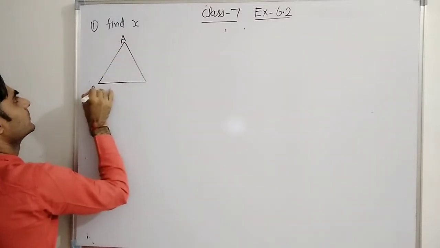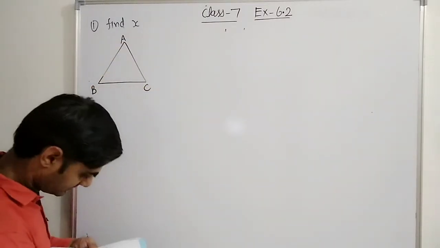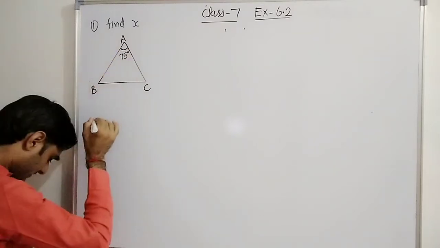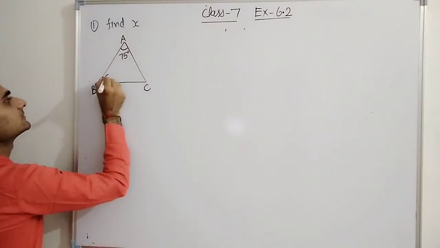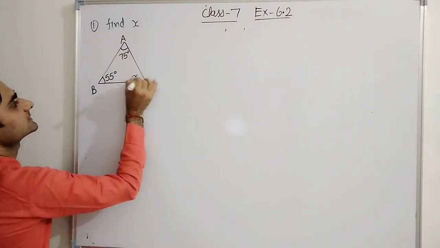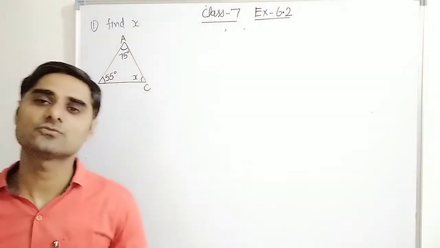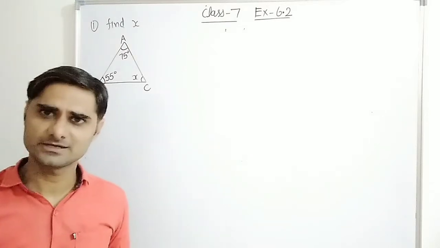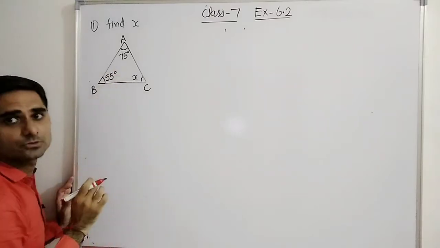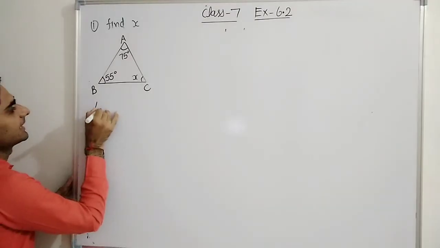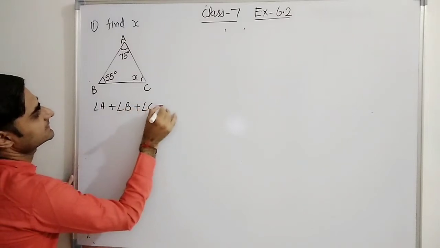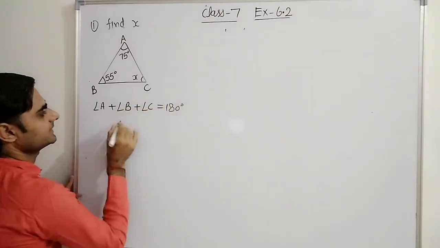A, B and C. This one is 75 degree. This is 55 degree. And the last one is x. We have to find the value of x. Can we find? Yes, easily we can find. How? We know the sum of whole angle is equal to 180 degree. Can we say angle A plus angle B plus angle C is equal to 180 degree?